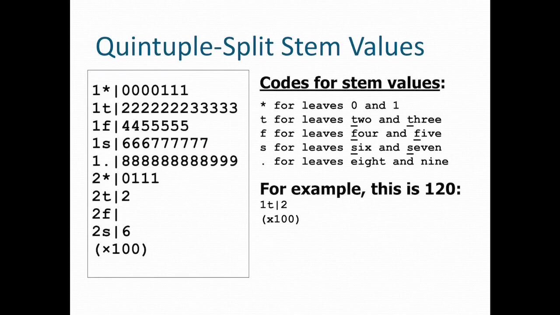So here we have how we can divide our stem values even more into quintuples. And here you have how we code for these stem values. The star is for leaves 0 and 1, T is for 2 and 3, F is for 4 and 5, S is for 6 and 7, and the dot is for 8 and 9. And this includes all the values. So if you wanted to condense the same values even a little bit more, there's definitely a way to do it as opposed to this way. So we can do a quintuple split of stem values.